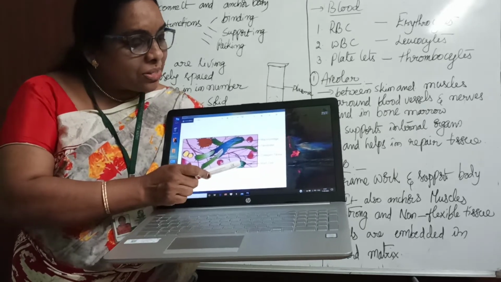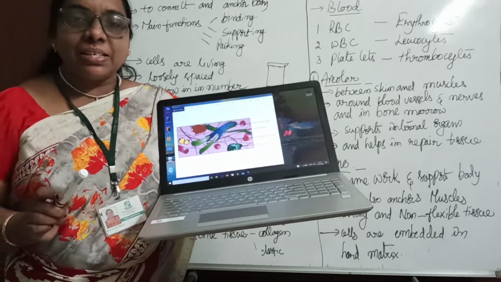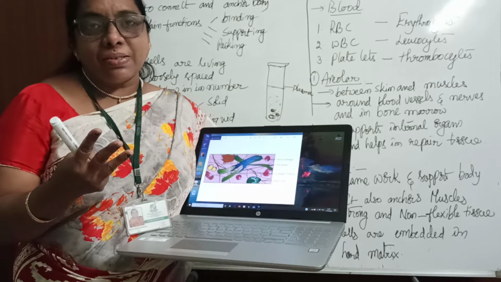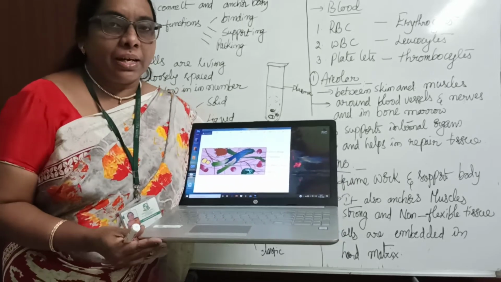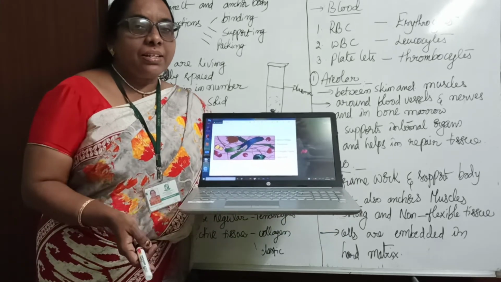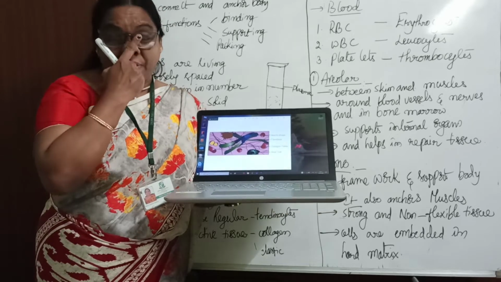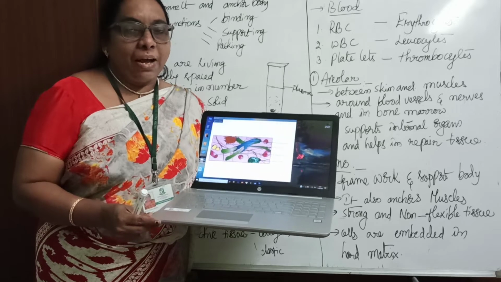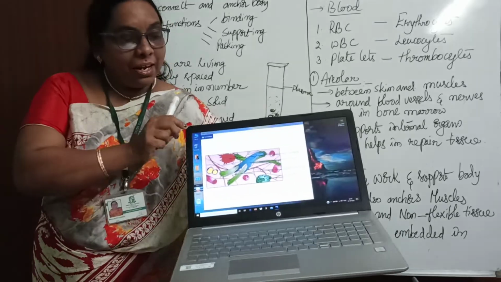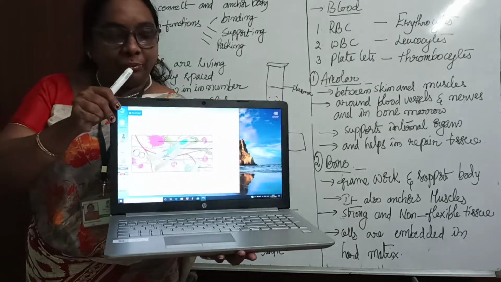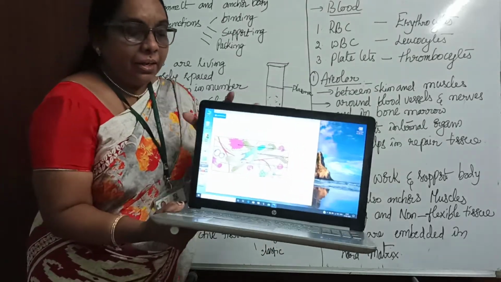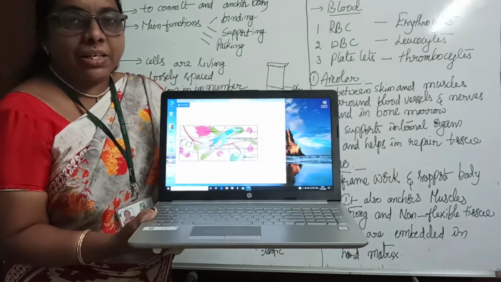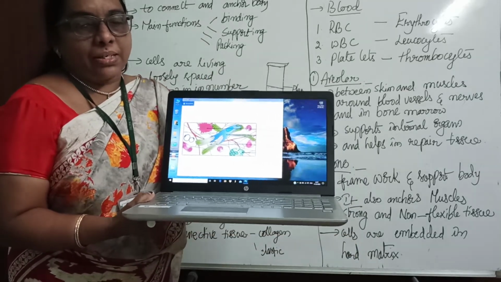We can also see the mast cells, macrophage cells, and fibroblast cells. Three different types of cells we see in an areolar connective tissue. What are the three? The first one is macrophage cells, the second is mast cells, and the third is fibroblast cells. Children, look at this picture. You have to draw this diagram also. It is there in your textbook. Please go through this.